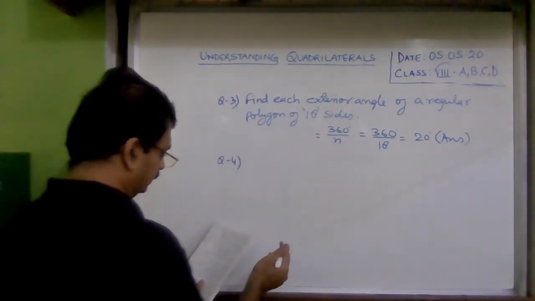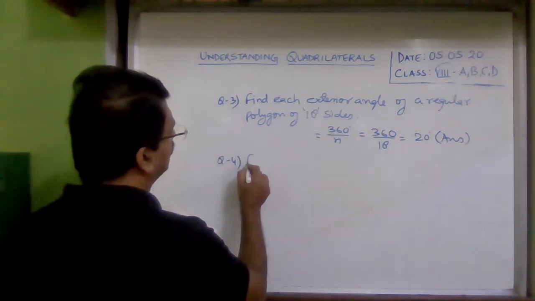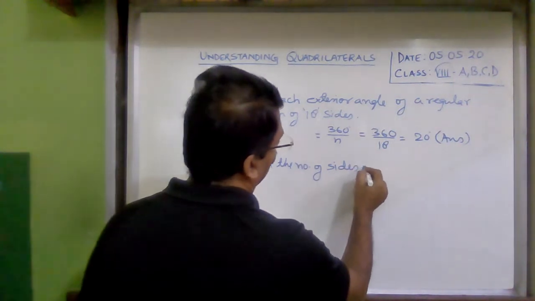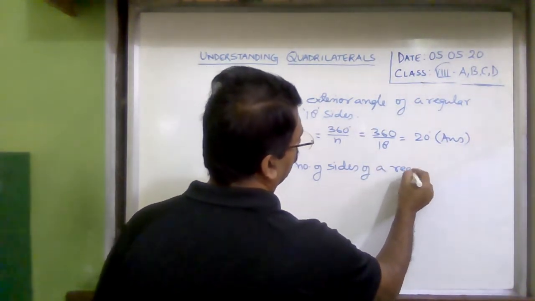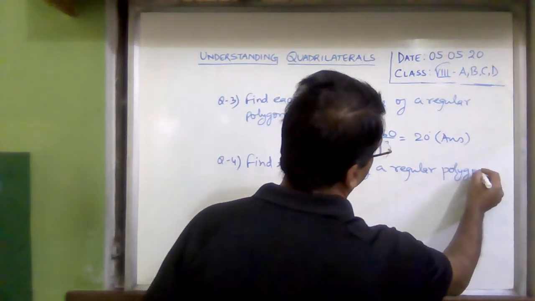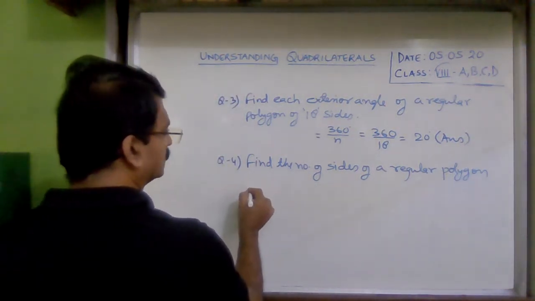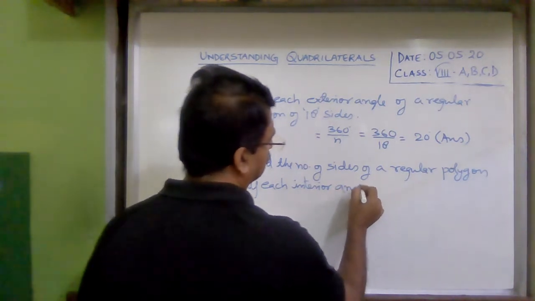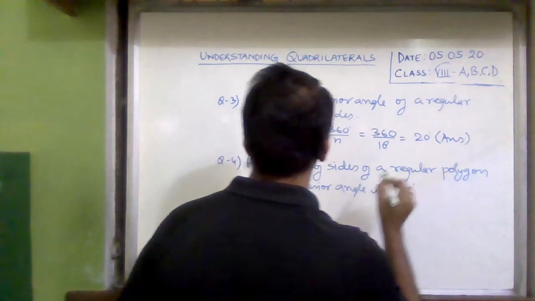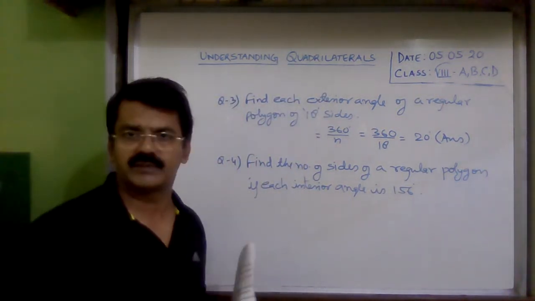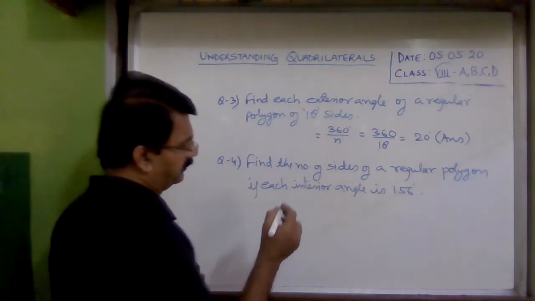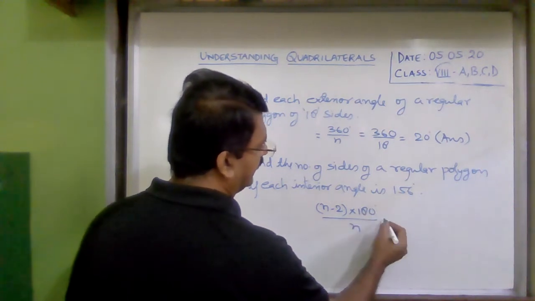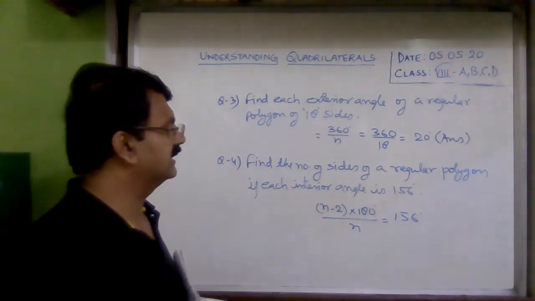Next question. Find the number of sides of a regular polygon if each interior angle is 156 degrees. You know that if there are n sides, then the formula for each interior angle is (n minus 2) into 180 upon n, and now they are saying it is equal to 156. It is given in the question that this is equal to 156.